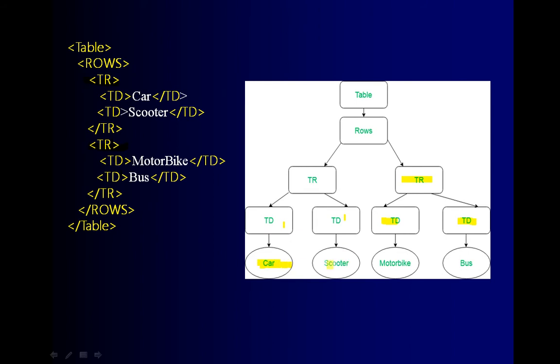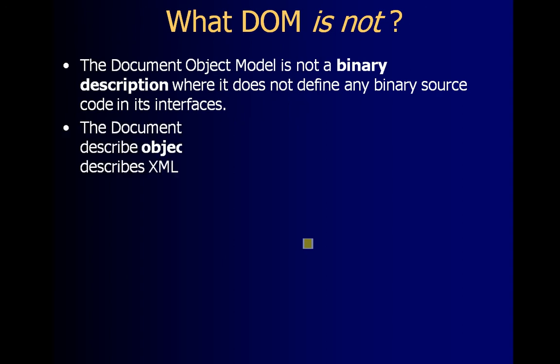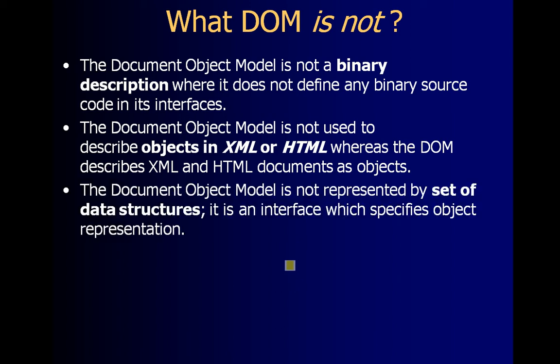So, the document object model allows us to access the elements. Using this, we can modify, we can add, we can delete, we can append new elements, we can create. So, DOM is not a binary description. It does not define any binary source code in its interfaces. DOM is not used to describe the objects in XML or HTML. It only describes the documents as objects.